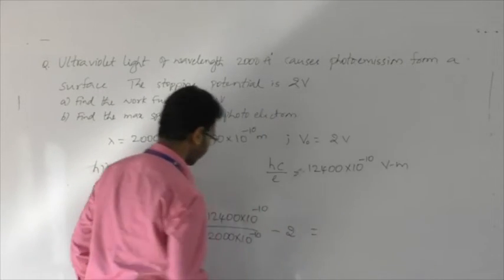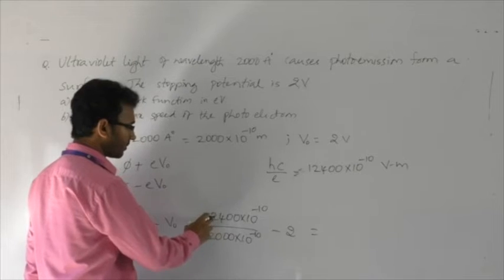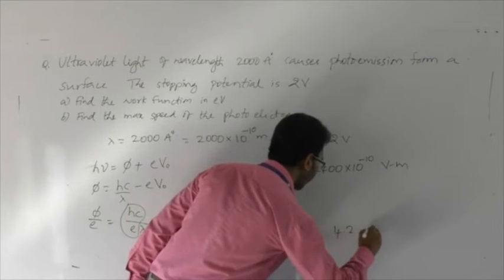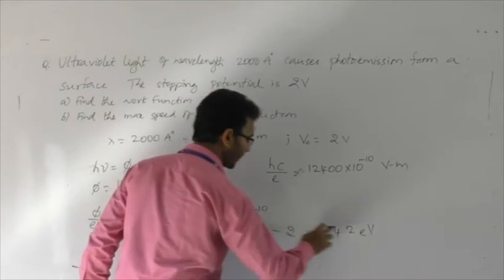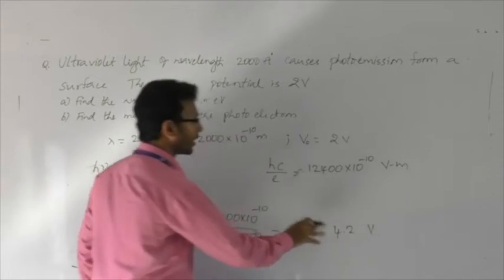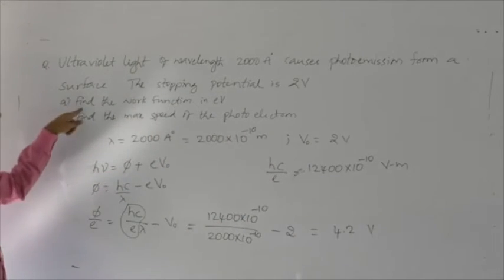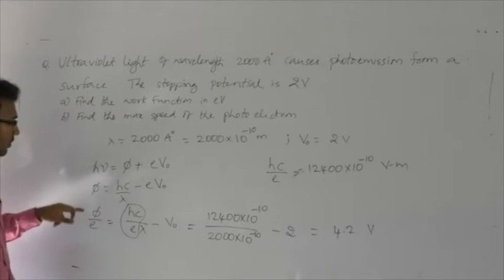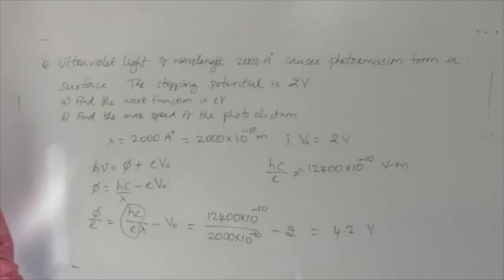This equals, this cancels, so it becomes 6.2 minus 2. We get 4.2 volts. Not electron volts, sorry, this is just volt. Phi by E is 4.2 volts. Then we have to find the work function, not phi by E, so simply we take this E to the other side. What we get?